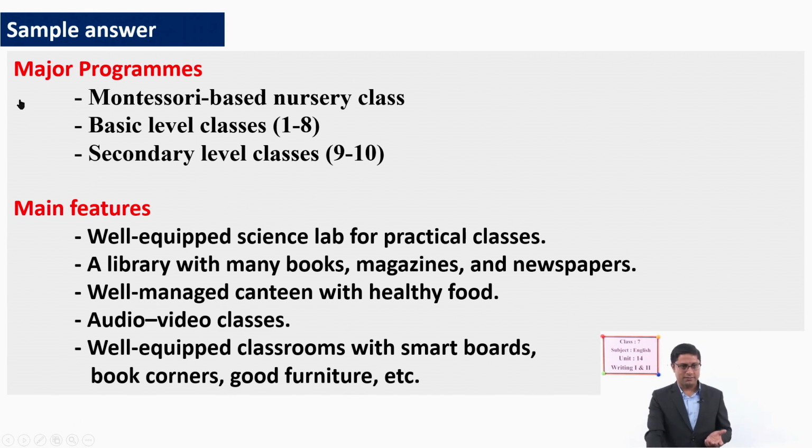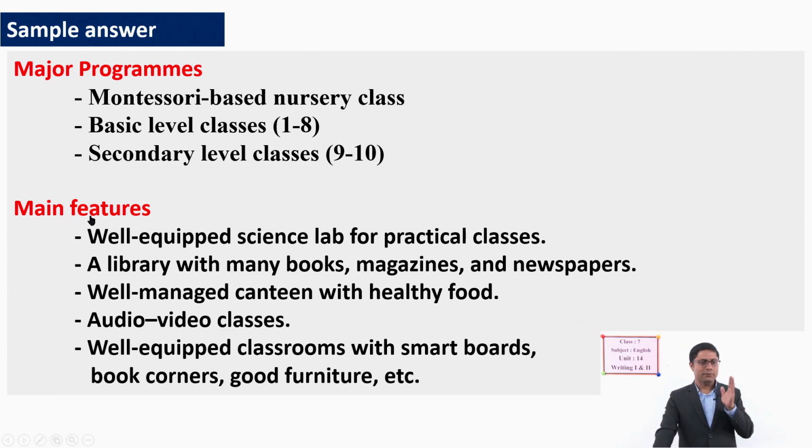Similarly, the next thing is major programs. We have already discussed what things can be written, so you can list them in this way. You can make a list of the programs. For example, a Montessori based nursery class, basic level classes grade 1 to 8, secondary level classes 9 to 10. It is not necessary to explain them; you can just make a list.